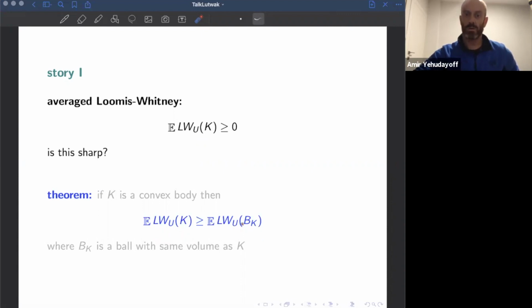So you can replace K by a ball of the same volume and get a stronger statement. So this number is strictly positive. It's not very difficult to actually compute it, but it's not important for us.